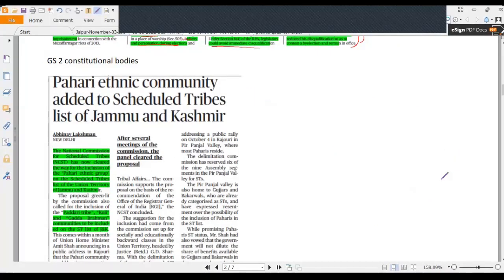Now, moving forward, there is another news item related to GS2 constitutional bodies. Pahadi ethnic community added to scheduled tribes list of Jammu and Kashmir. Recently, the National Commission of Scheduled Tribes has cleared the way for inclusion of the Pahadi ethnic tribe from Jammu Kashmir Union Territory to be included under scheduled tribe. The other tribes that are included in this list are Pandari tribe, Koli tribe, Gadda Brahman tribe as well.